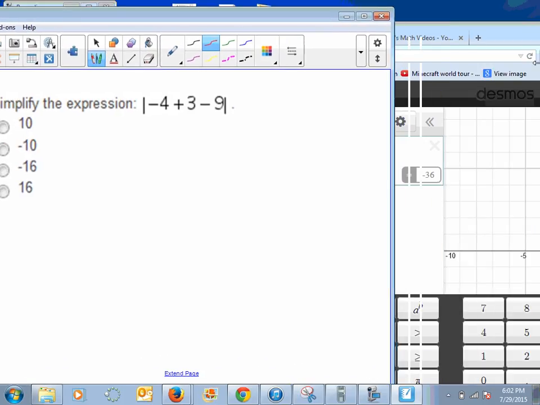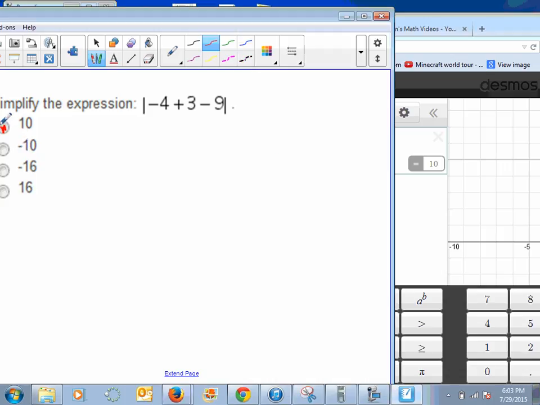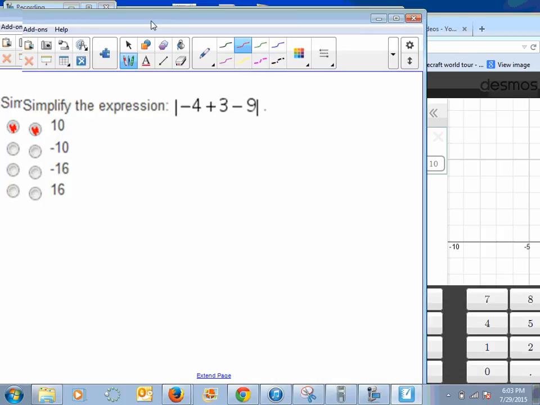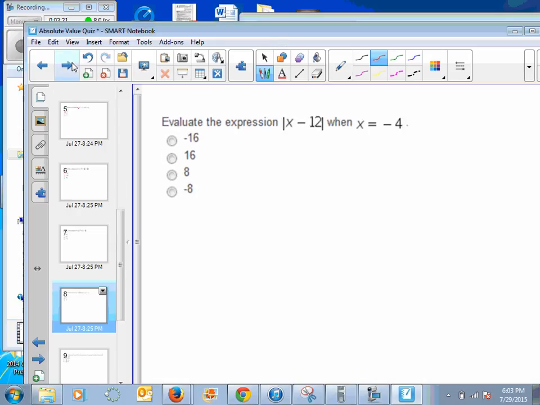All right, let's look at another one. Now, let's get rid of that. Absolute value of -4 plus 3 minus 9. There we go. We see that it's equal to 10. I think we're okay skipping that one. It's going to be just like the previous one.